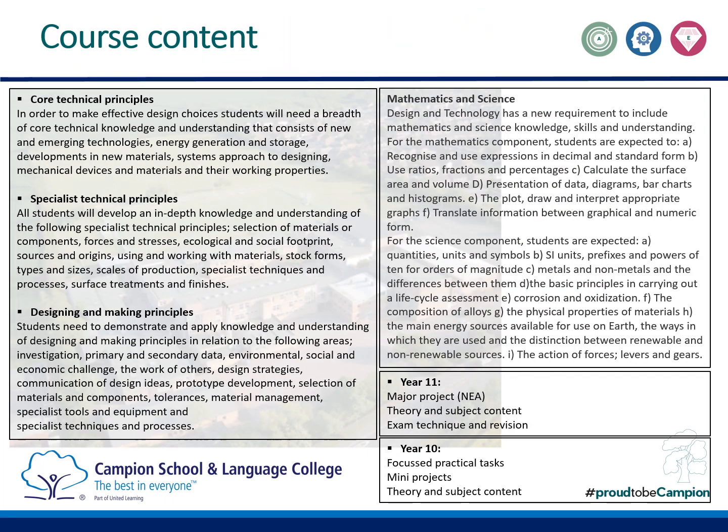Course content. The course is divided into 3 key areas of study. Number 1, core technical principles. In order to make effective design choices, students will need a breadth of core technical knowledge and understanding that consists of learning about new and emerging technologies, understanding energy generation and storage, and also exploring developments in new materials technology.